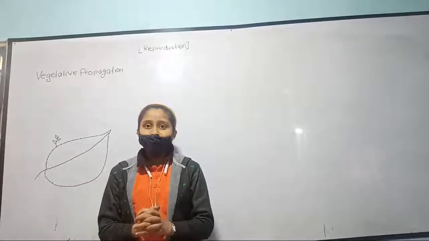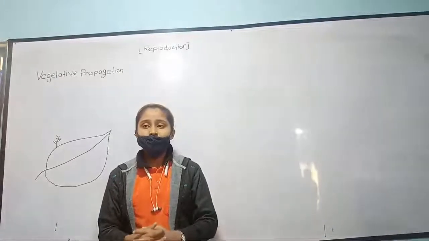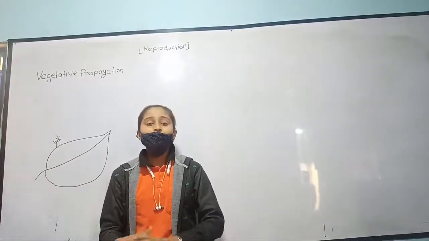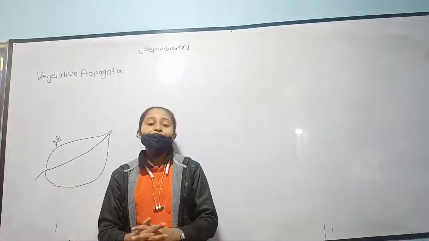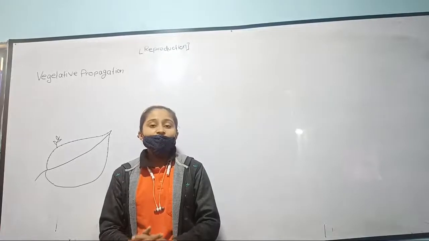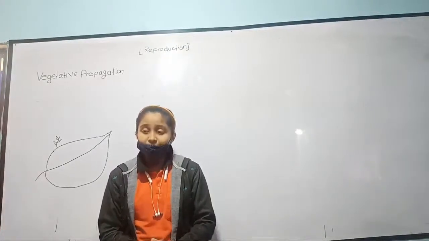So, what is vegetative propagation? Vegetative propagation is the mode of asexual reproduction in which the propagule of plants, mainly leaves, stem, and root, give rise to a new plant under favorable conditions. This is called vegetative propagation.